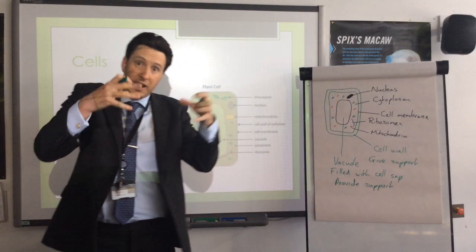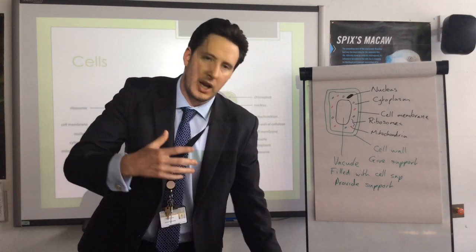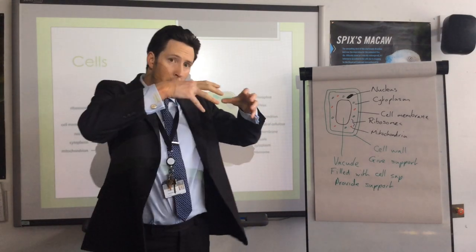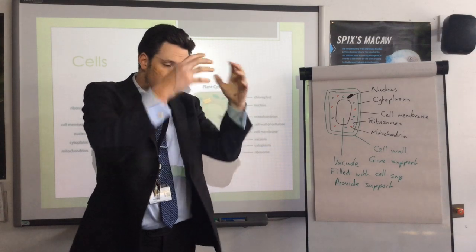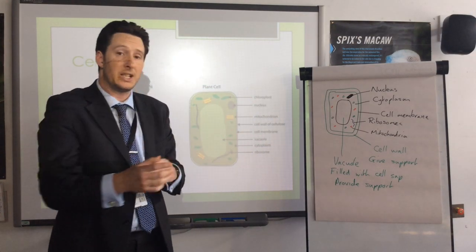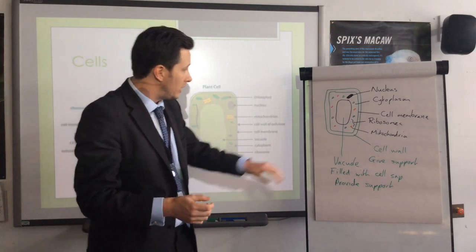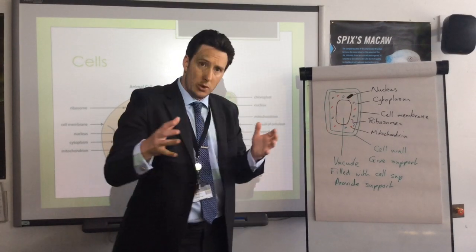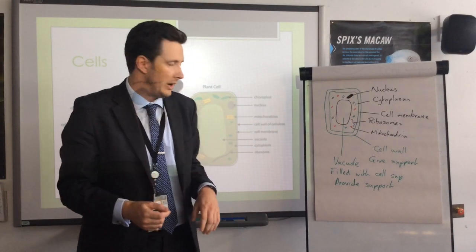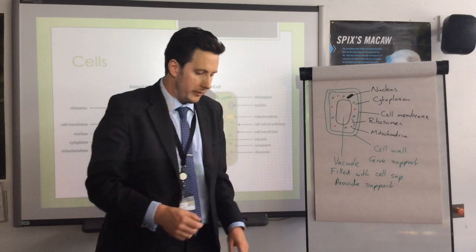Okay, so it inflates with cell sap and water and other things, and it sort of blows up and it makes the cell stand up and is hard. The word is actually turgid, which means hard. The cell goes turgid, goes hard, so that the plant can grow upright towards the light. Okay, so that's what the vacuole is for.